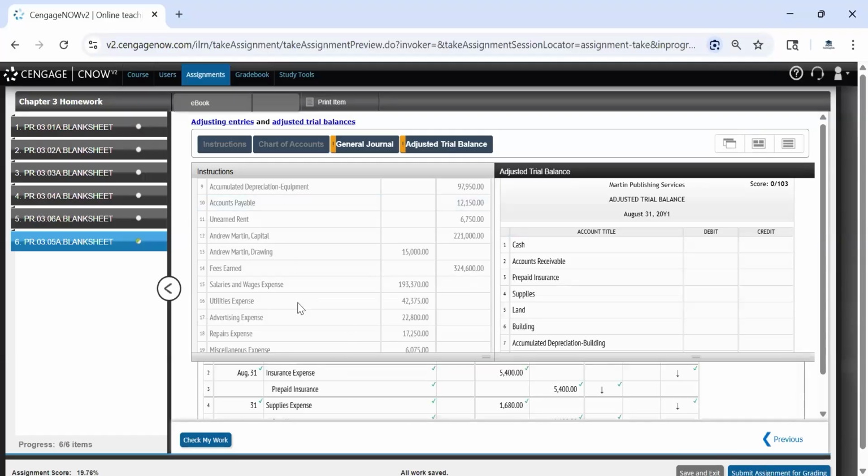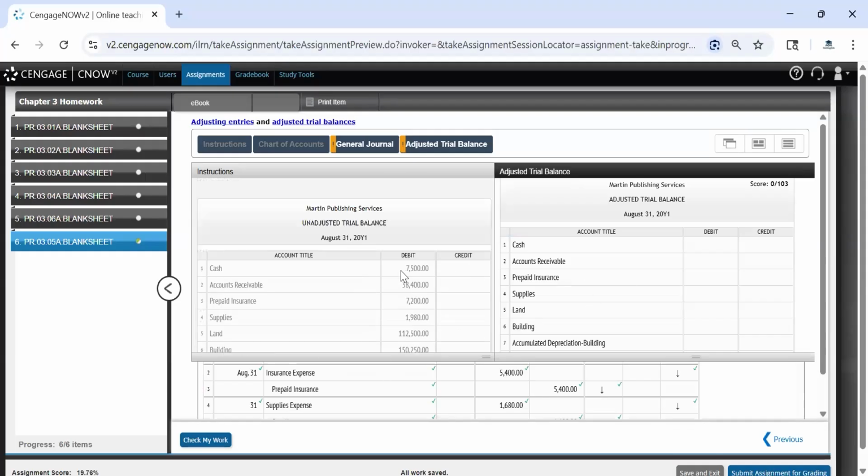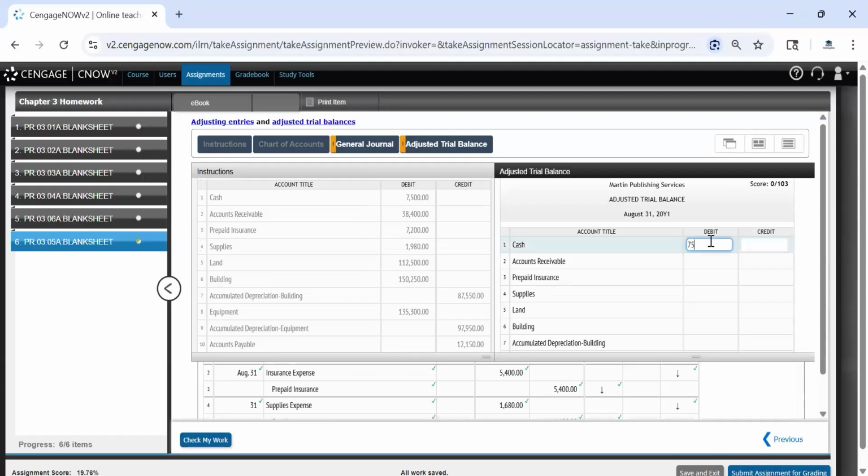So we can see them all on the screen here. Cash. Is cash impacted by any of these journal entries? No, because cash is not affected by adjusting journal entries generally, because cash transactions are part of the daily transactions by the business. Let's see our first entry here, prepaid insurance, that got reduced. And so we can take the 7,200, subtract the 5,400, and we get the 1,800 that should be in prepaid insurance.